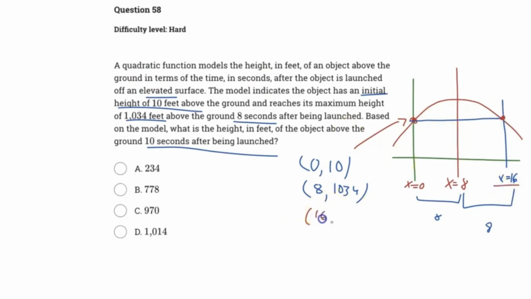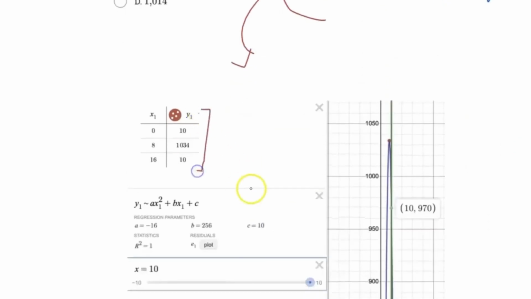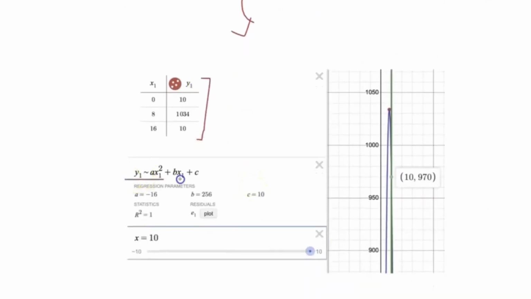So we have 16, 10. We have our 3 coordinate points now, and now we just plug this into Desmos. As you can see here, just a table with the points, and we put in our regression, and it gives us our graph, right? It gives us the A, B, and C value.